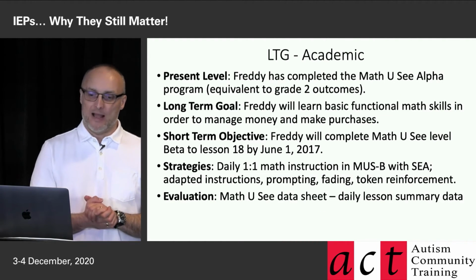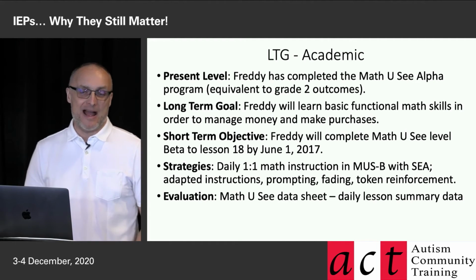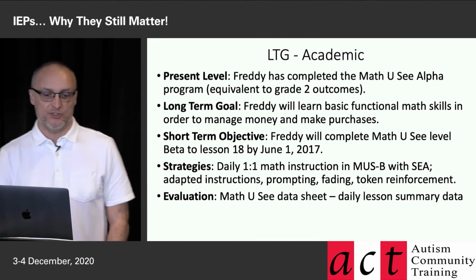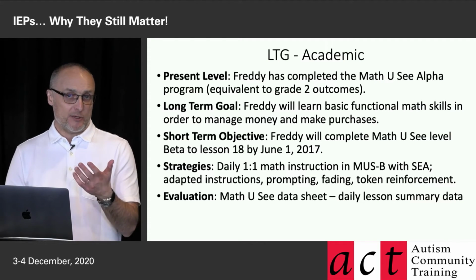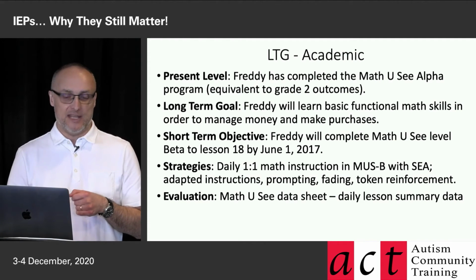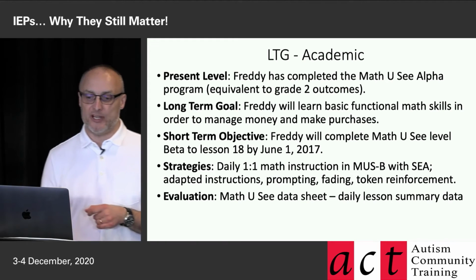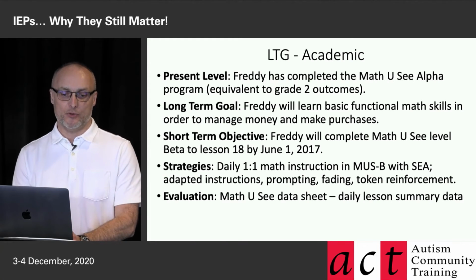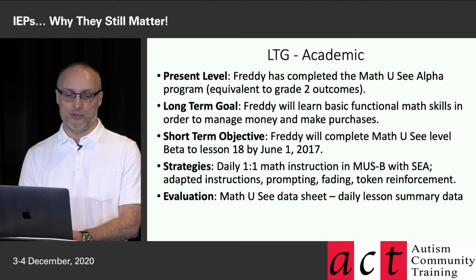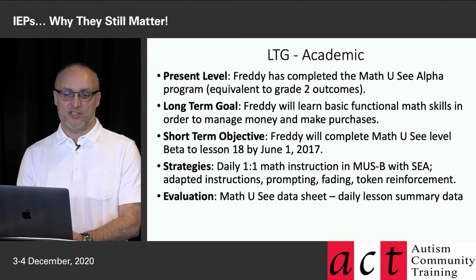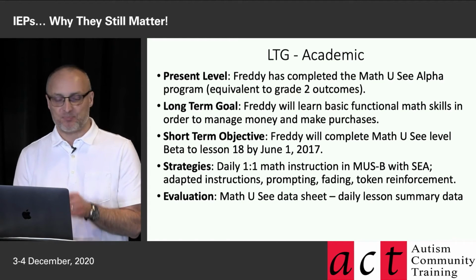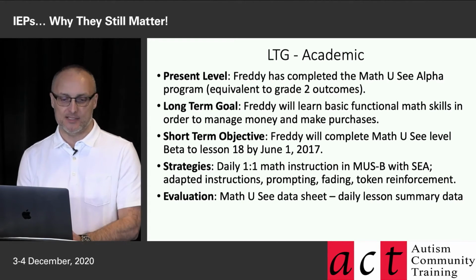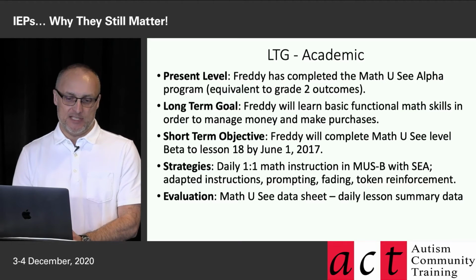Here's another one, academic. Freddie has completed the Math UC Alpha program, equivalent to grade 2 outcomes. That's his present level. You can assess that through record review by looking at the math data. The long-term goal is that Freddie will learn basic functional math skills in order to manage money and make purchases in the future. The short-term objective is that Freddie will complete the Math UC level beta, the next level in the program, to lesson 18, with a possible 34 lessons, by June 1st, 2017.